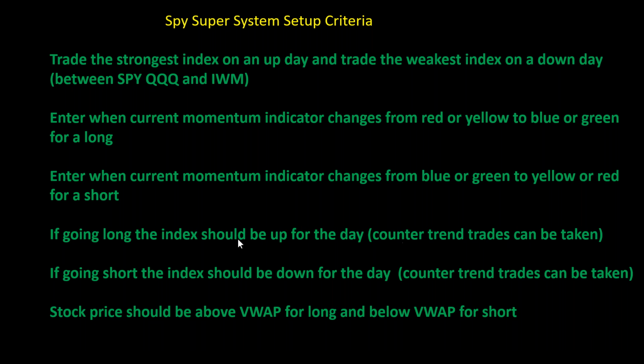Then you can take a counter trend trade on that. And I do these all the time, but the strongest ones would be if you were trading with the trend. So same thing on going short. The index should be down for the day, but you can also counter trend these if you've got the setup correct. And again, the stock price should be above the VWAP for long and below the VWAP for short. In any case, that holds true.